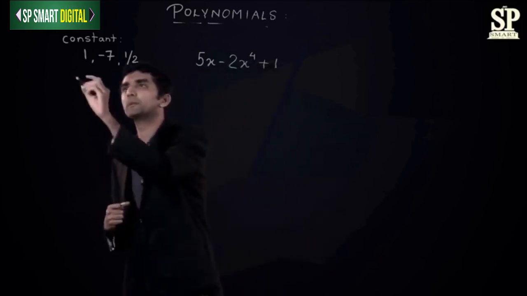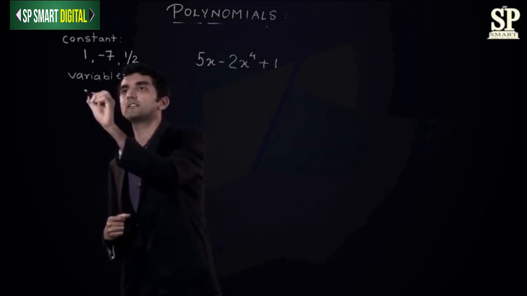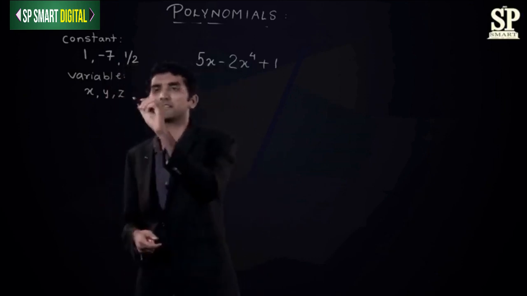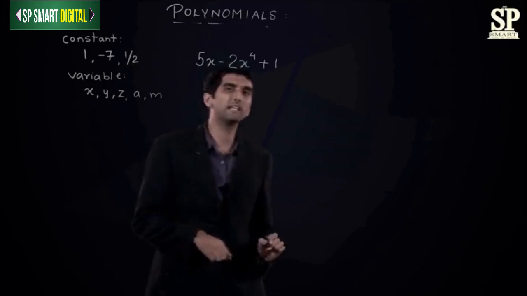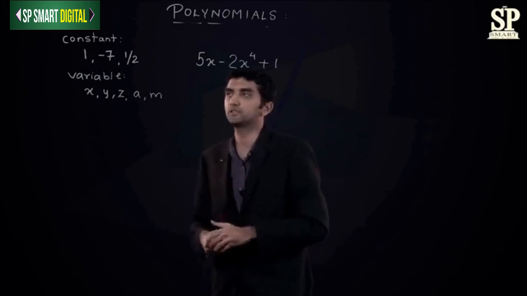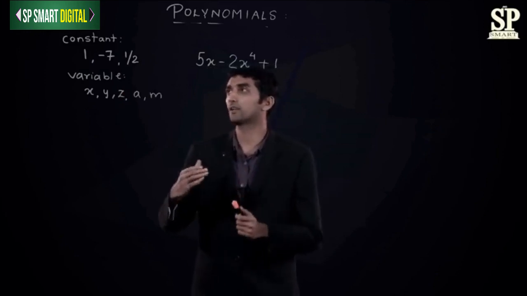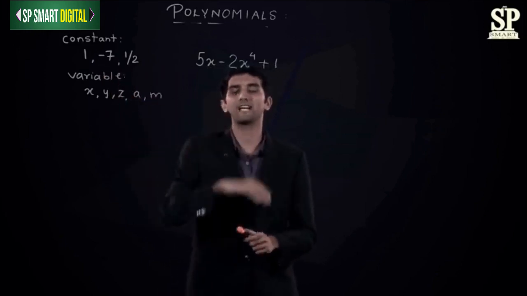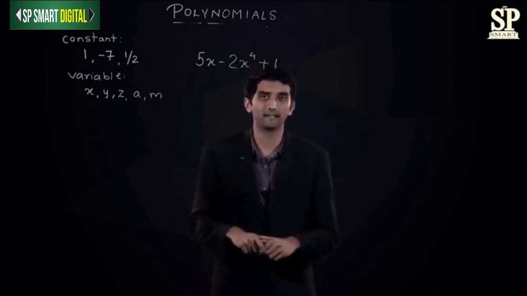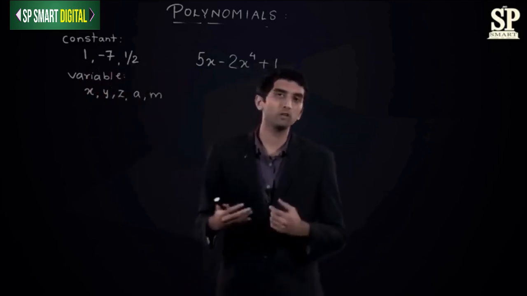So what does variable mean? A variable is nothing but terms like x, y, z, for that matter a, m, p. Basically an alphabet which can take different values. So this will be called a variable. So a polynomial expression would contain several constants and variables, as you can see. This particular polynomial here, my dear friends, has the variable x. So this is basically what a variable is, and this is basically what a constant is.